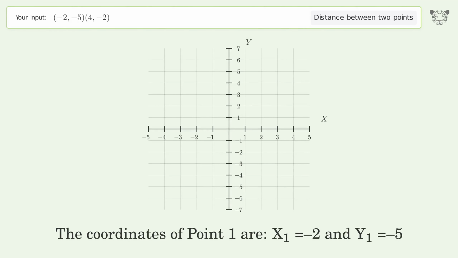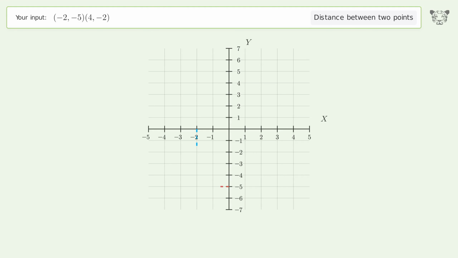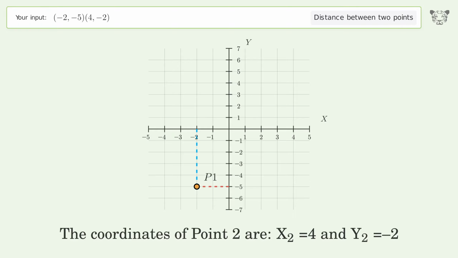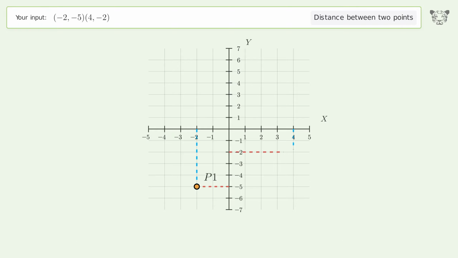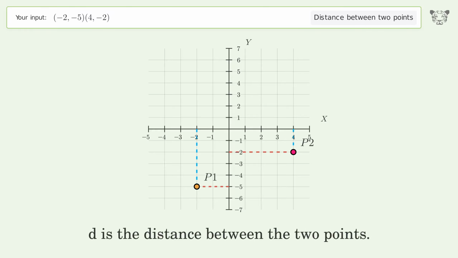The coordinates of point 1 are x1 equals -2 and y1 equals -5. The coordinates of point 2 are x2 equals 4 and y2 equals -2. D is the distance between the 2 points.